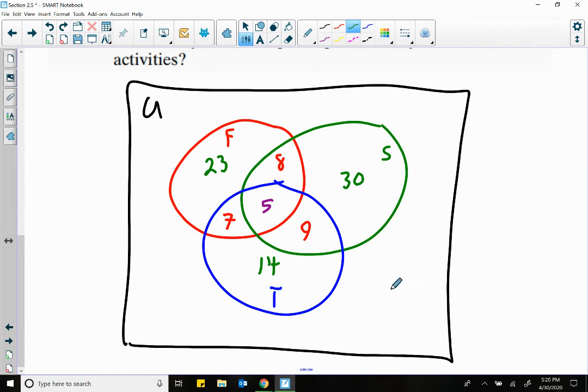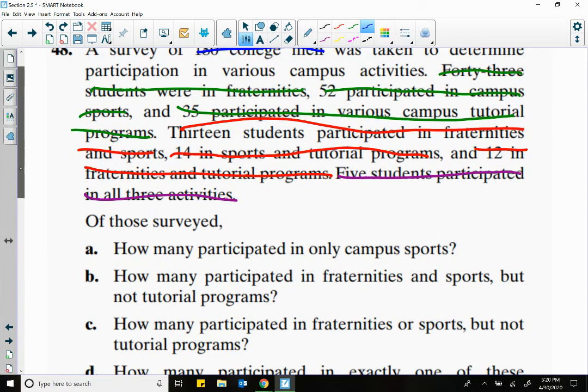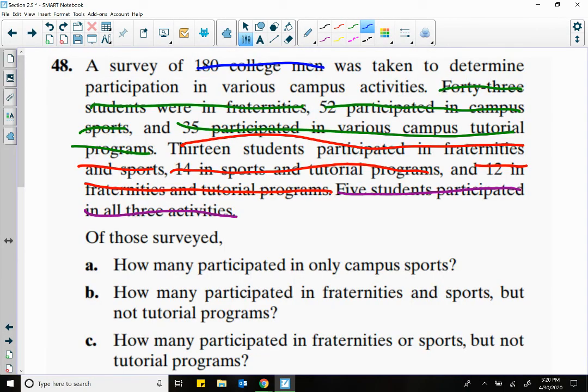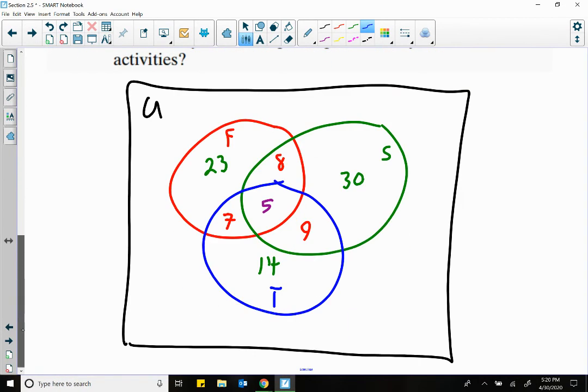So last but not least, do we have any students in the universe that didn't do any of this? Okay? Well, in the end, we talked to a total of 180 college men. So if this does not add up to 180, then that means we have people in the universe. So let's add it all up. 23 plus 8 plus 30 plus 7 plus 5 plus 9 plus 14.